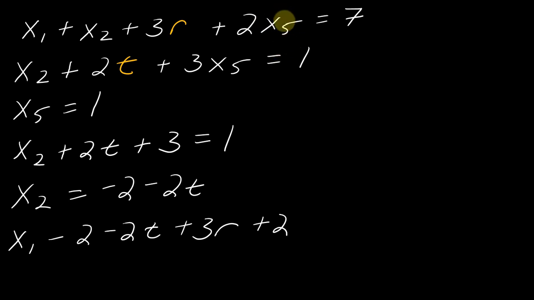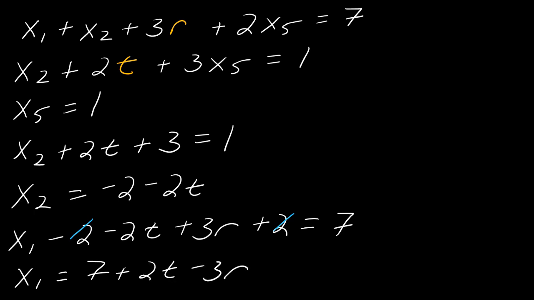And then remember my x5 I can replace here. So this will be 2 times 1, so this will just be 2, so this equals 7. And now, once again, I can collect my like terms, so you'll actually notice here that the 2's cancel out entirely. So that means that my x1 will just be 7 plus 2t minus 3r.